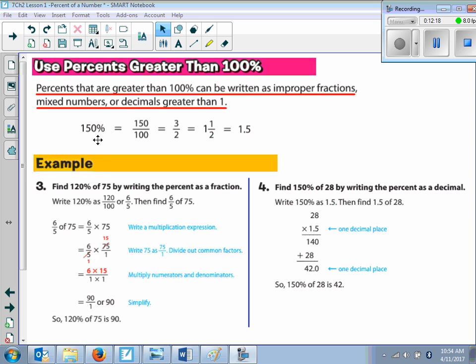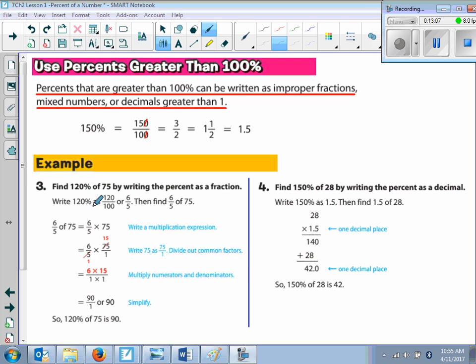So 150% written as a fraction per 100 would be 150 over 100. And then we could simplify that fraction, and don't forget we can take those zeros away to make simplifying easier. And then we have 15 over 10, dividing both the numerator and the denominator by 5, and we end up with 3 over 2. So there's my simplified improper fraction. And then I can change it to a mixed number. So 2 into 3 is 1, with 1 left over, so that's going to be 1 1/2. And then, of course, that 1 1/2 can be written as a decimal that is greater than 1, 1.5.